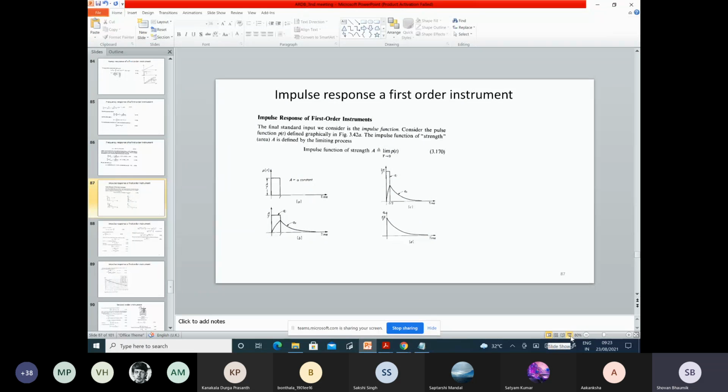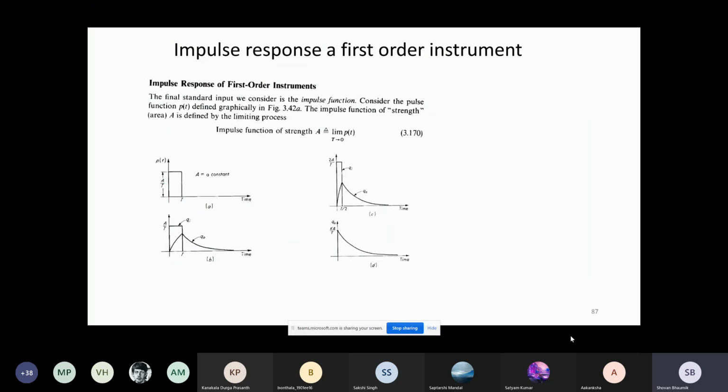Now let's see what we mean by the impulse response. You see the figure on the left hand side. Here an input is present for a time of capital T, and you see the input magnitude is A by T. If you try to see the area, A by T into T, the area will be equal to capital A, and it will be a constant. It is not a function of time.